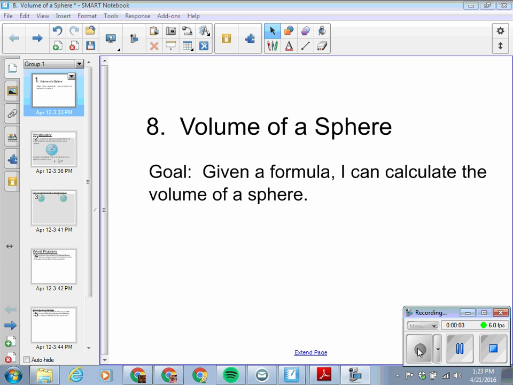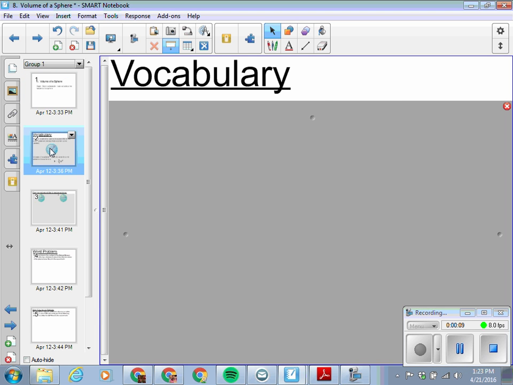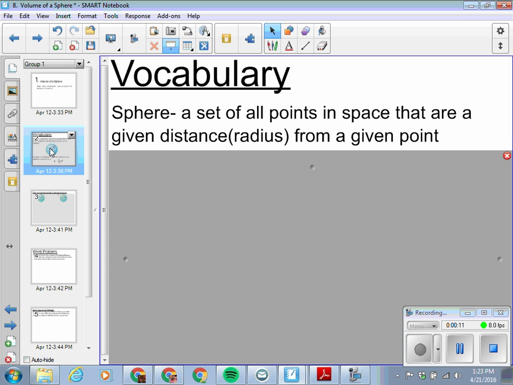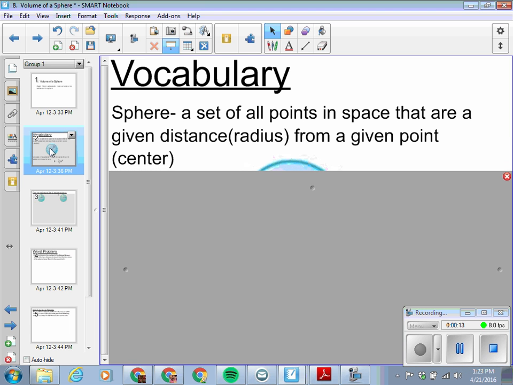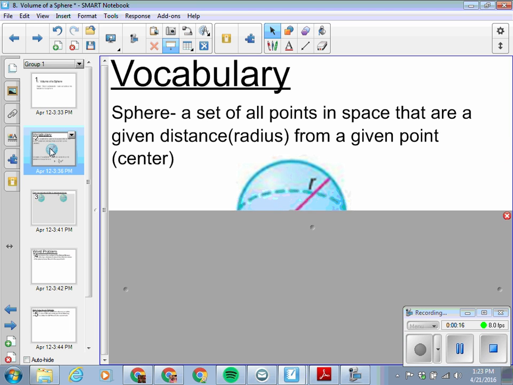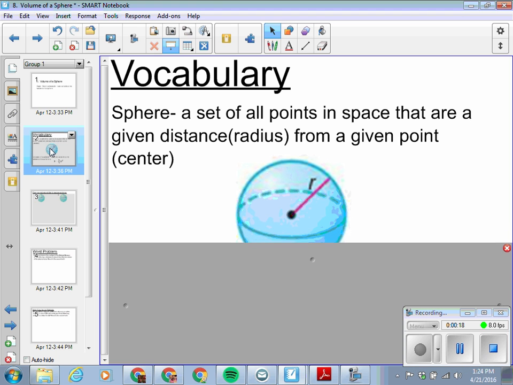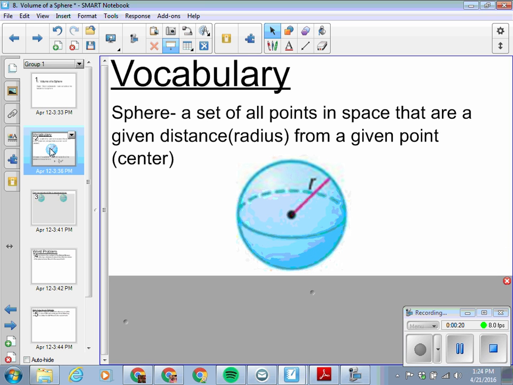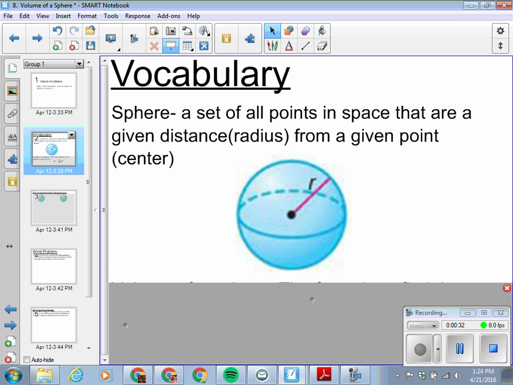Today's lesson is over spheres, and the goal is, given a formula, I can calculate the volume of a sphere. So the actual definition of a sphere is a set of all points in space that are a given distance from a given point. You guys know a sphere as a ball. It's basically a three-dimensional circle. Basketball, soccer ball, the globe, any of those are examples of spheres. The Earth, planets, any of that.